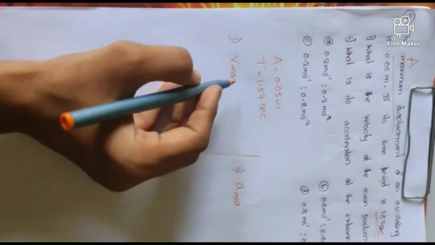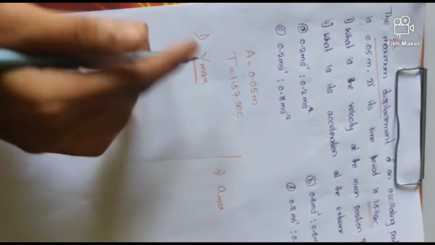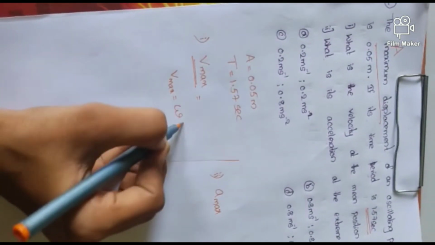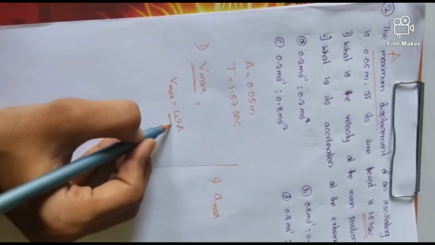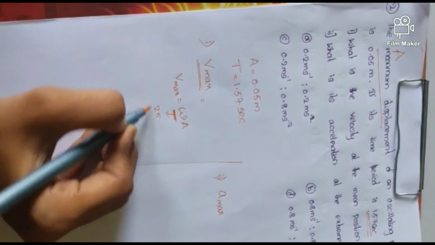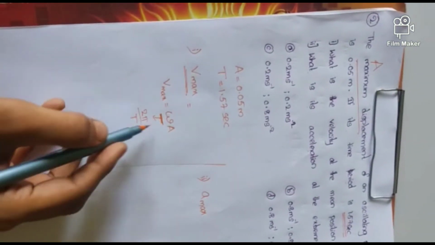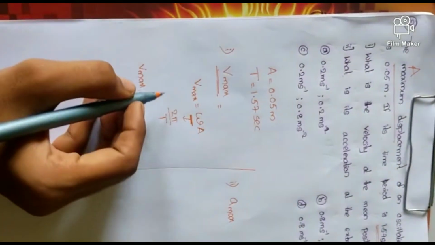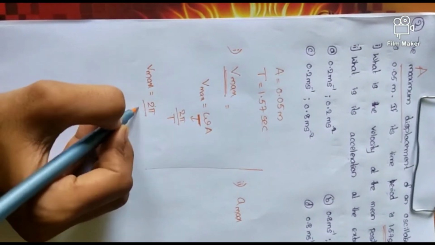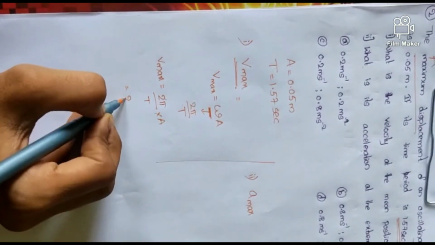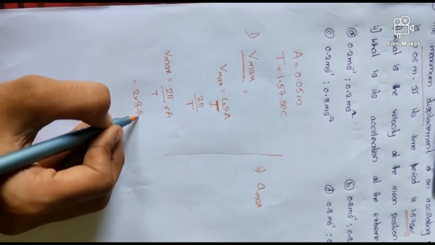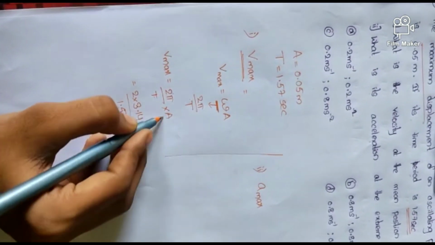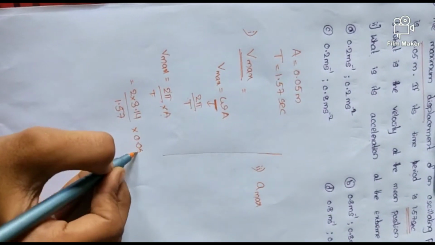Now let us find the Vmax first. We know that the formula for Vmax is omega A, and this omega we can write as 2 pi by T. Now substitute the values of T and A in this equation. Vmax equals 2 pi by T into A, that is 2 into pi, whose value we know is 3.14, by T, which here is 1.57 seconds, into A, which is 0.05 meters.